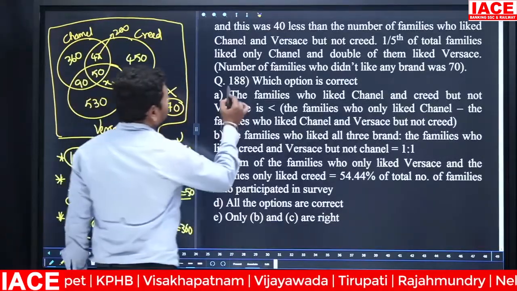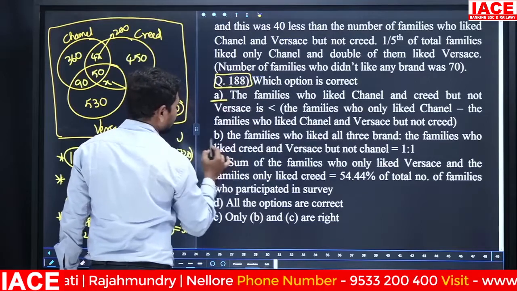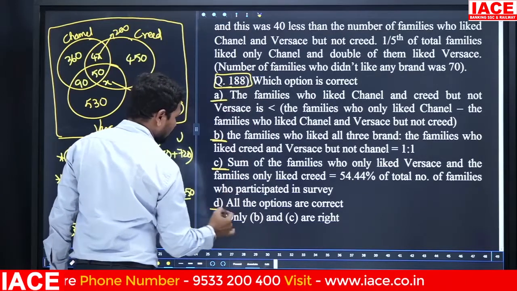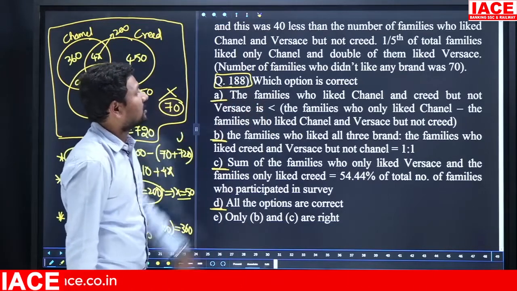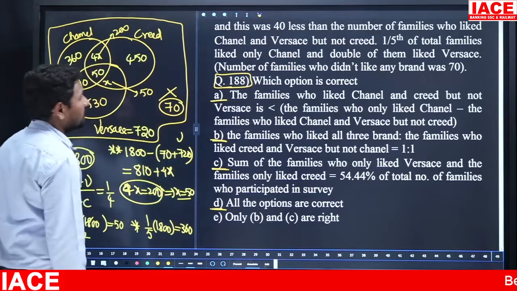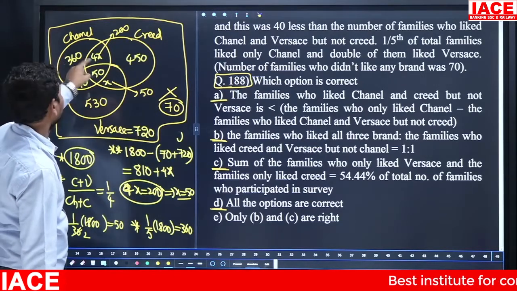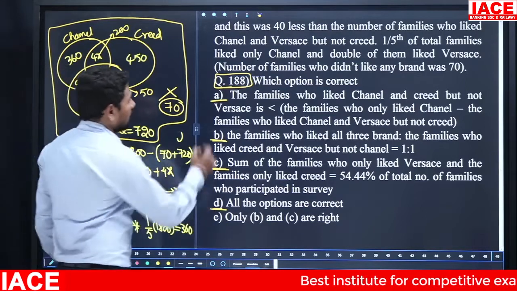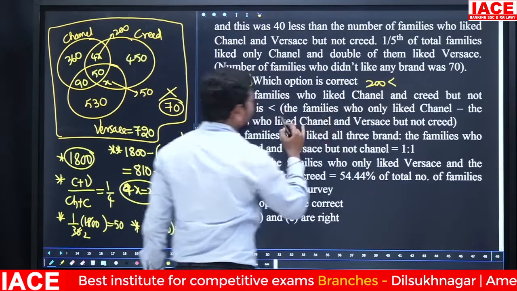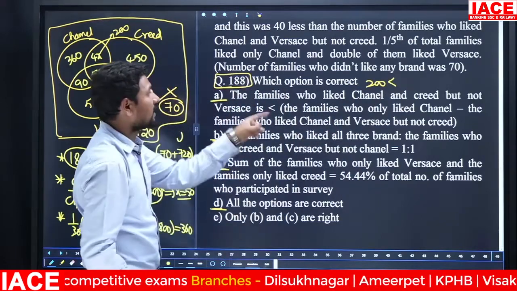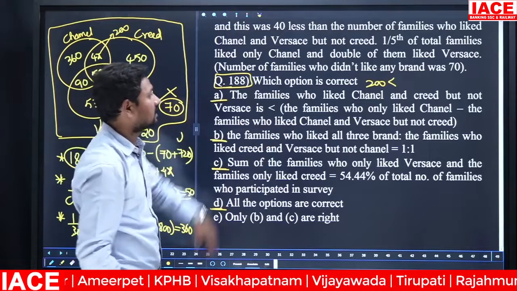Which option is correct? Statement A, statement B, statement C and statement D. Look at the families who liked Channel and Creed but not Versus. Channel and Creed is how many members? 200. Here the first statement is mentioned: 200 is less than the families who only liked Channel minus the families who liked Channel and Versus but not Creed.